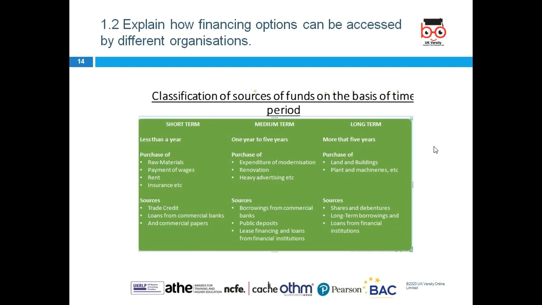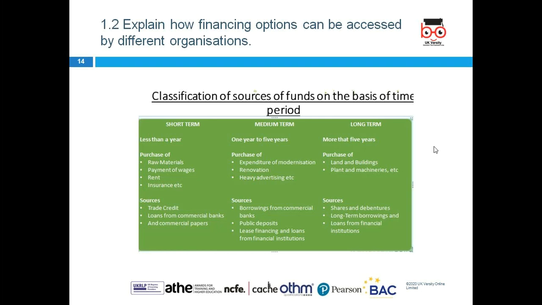But if you borrow, pay on time, when you make a commitment. So long term is more than 5 years. Purchase of land, plant and machinery, so you need to look around. You can issue shares, debentures. You need to look around long term borrowing. You can look around a loan from a financial institution.